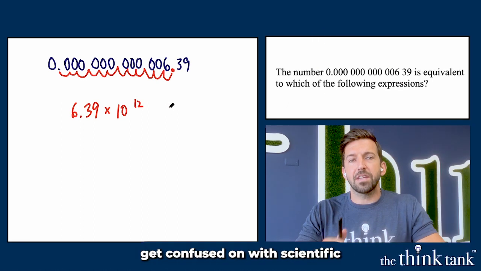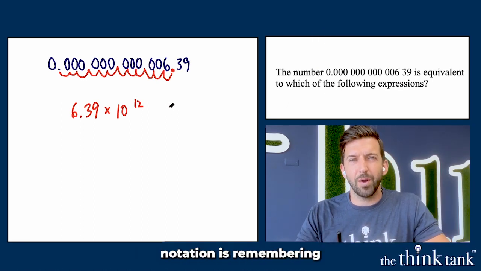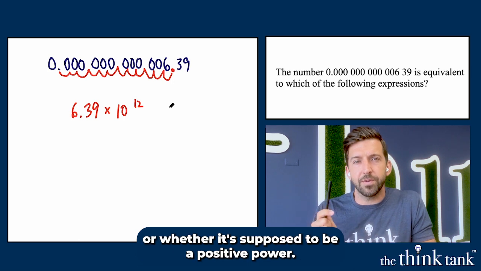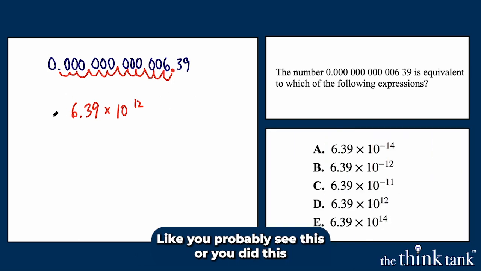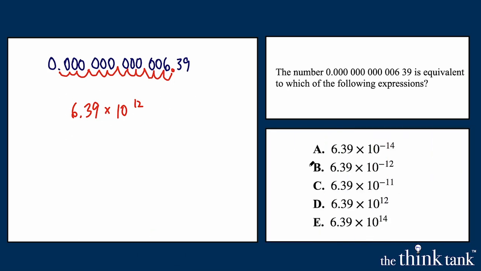But the part that people get confused on with scientific notation is remembering whether it's supposed to be a negative power or a positive power. You probably see this and realize it's either going to be B, because that has a 12, although it's negative, or it's going to be D, because that has a 12, although it's positive. I don't remember which is which.